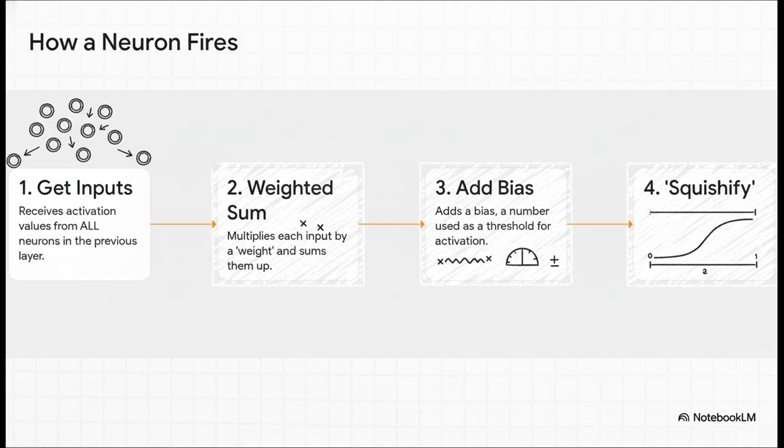Okay, so for any single neuron, it's basically a 4-step recipe. First, it looks back and takes the activation values from all the neurons in the layer right before it. Second, it calculates something called a weighted sum of those values. We'll get to that. Third, it adds its own special number called a bias. And finally, it takes that whole result and runs it through what you could call a squishification function, just to make sure the final number is between 0 and 1.